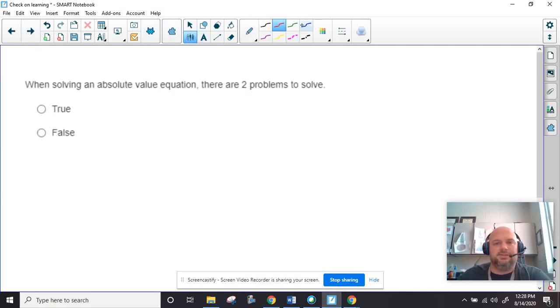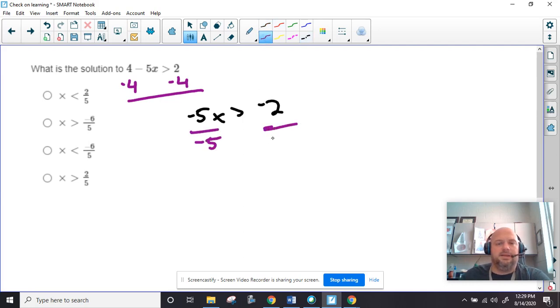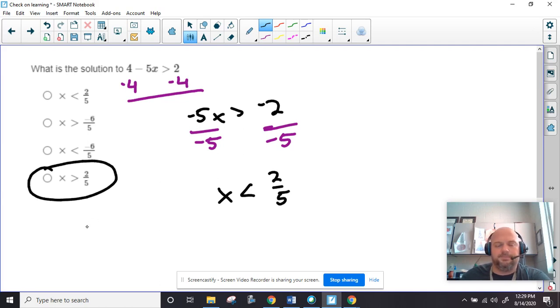Now, this is a true concept thing. And when solving an absolute value equation, there are two problems to solve. This is true. That's what you should have chose. All right. Now, this is actually solving this problem. So you just subtract 4x. Negative 5x is greater than negative 2. Divide by negative 5, divide by negative 5. Now, when you divide by a negative, remember you flip the inequality sign, or you flip the alligator head. Okay, so you should have chose this right here. All right.